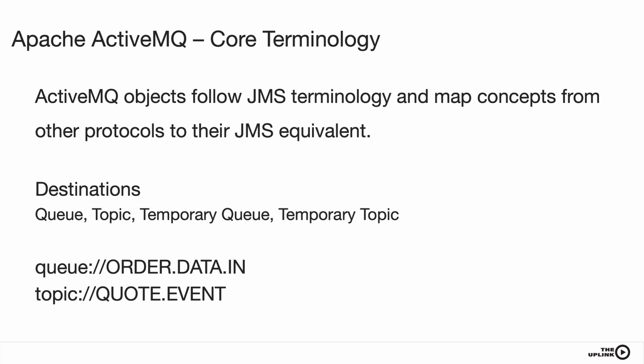ActiveMQ objects, or the internal objects, follow the JMS terminology, and those are mapped to other protocols to their JMS equivalent. From a destination perspective, there are four what we call primitive destinations or core destination types. So you have a queue, a topic, a temporary queue, or a temporary topic. And they have an address format that follows the JMS standard, where you have queue or topic or temp-topic and temp-queue with a colon and a pair of slashes, and then the name of the queue or the name of the topic.